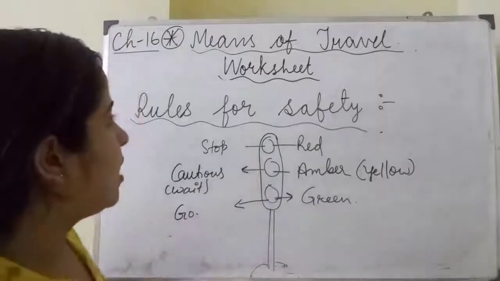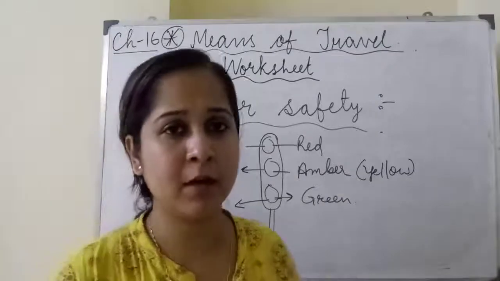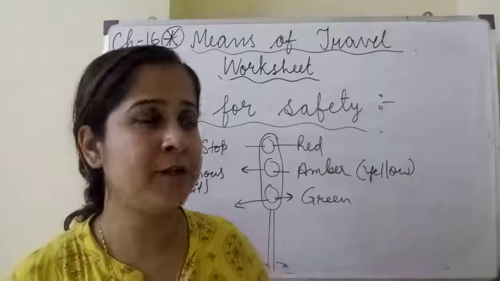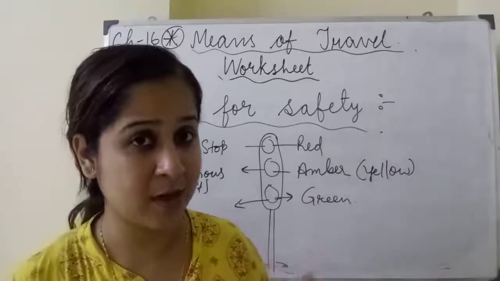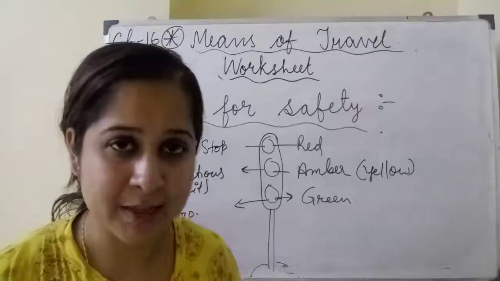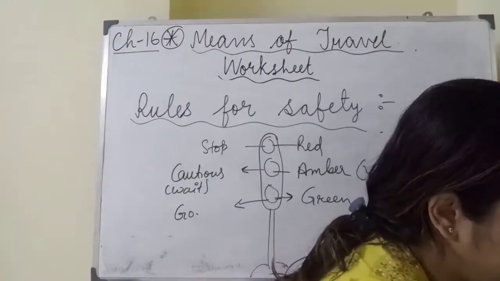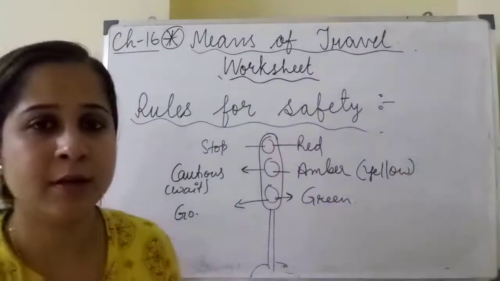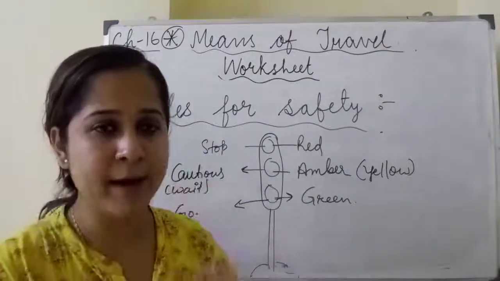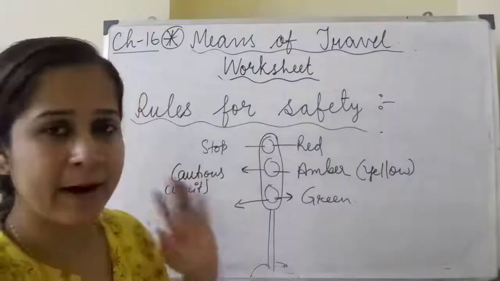Okay, and apart from these, we should not cross the road like anything in the middle of the road. We should walk on the left side of the road, or we should cross at the zebra crossing. We should not play on the road, we should not run on the road, this is very dangerous. If these things are properly followed, then the rate of accidents can be minimized very fast. So I hope that you have understood the chapter.